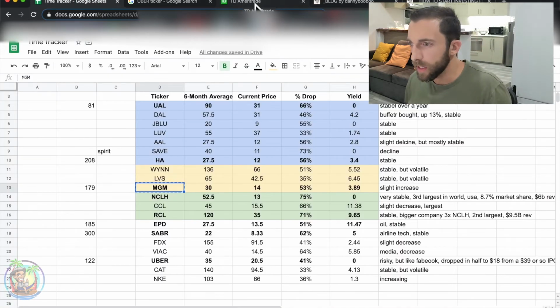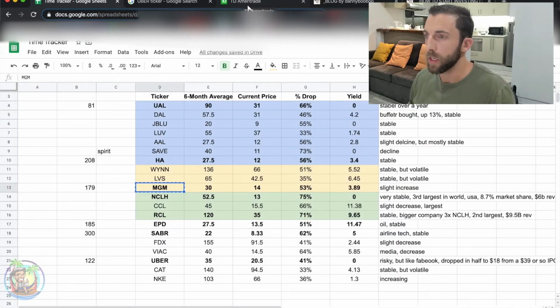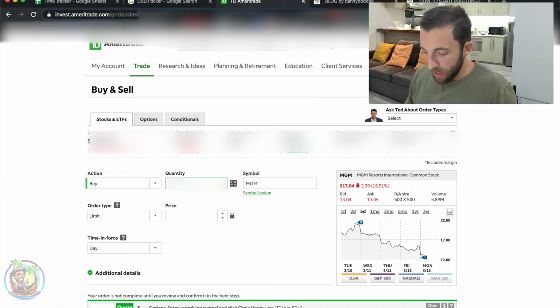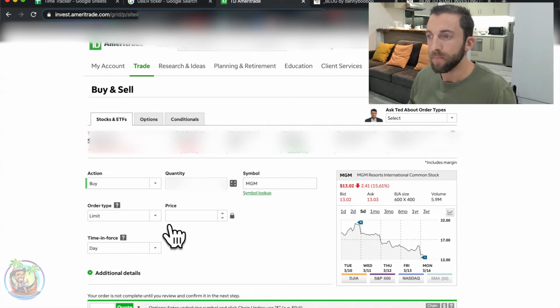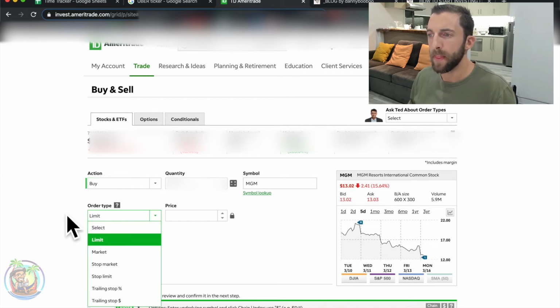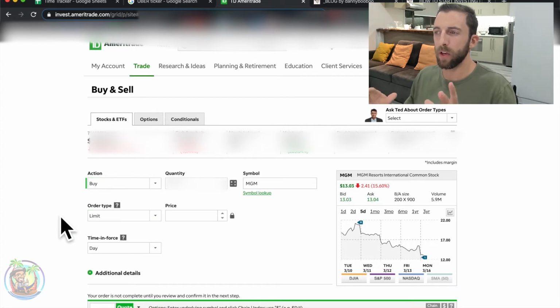So I can explain some things here for you. So MGM, buy, obviously that's buy. That's really all you're going to do, buy and sell. There are some other options here, but don't even worry about them as a beginner investor. A limit order basically tells the market I want to buy at this price and not that price. I'm just going to buy at the price.